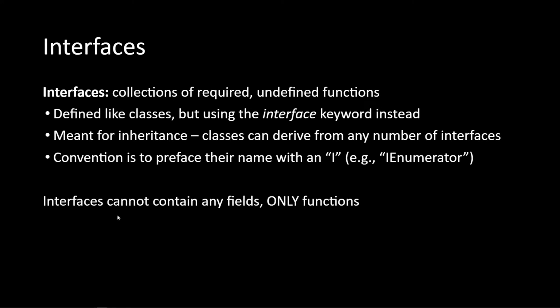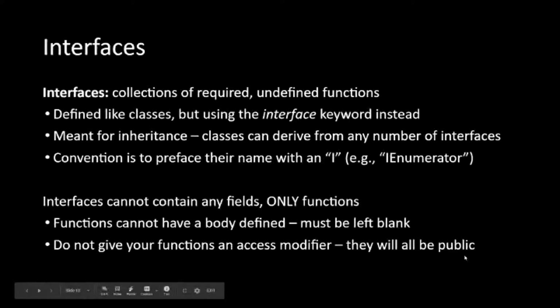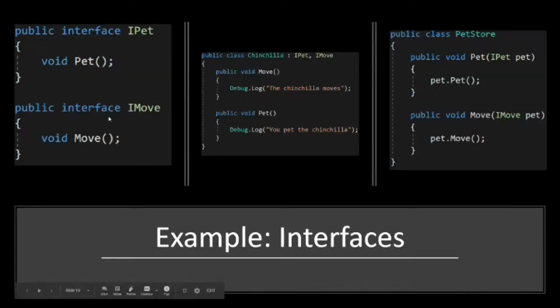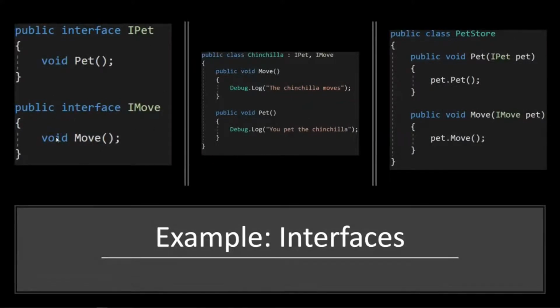right? It doesn't contain any fields. It is only functions. Interfaces are meant to be public, right? And they must be implemented. Here's an example. Imagine you had a public interface IPet and a public interface IMove. You'd say, okay, you must provide a function called pet. You must provide a function called move.